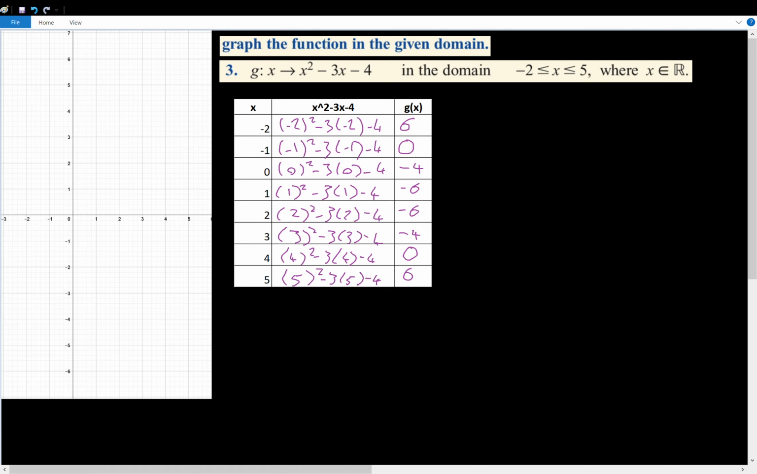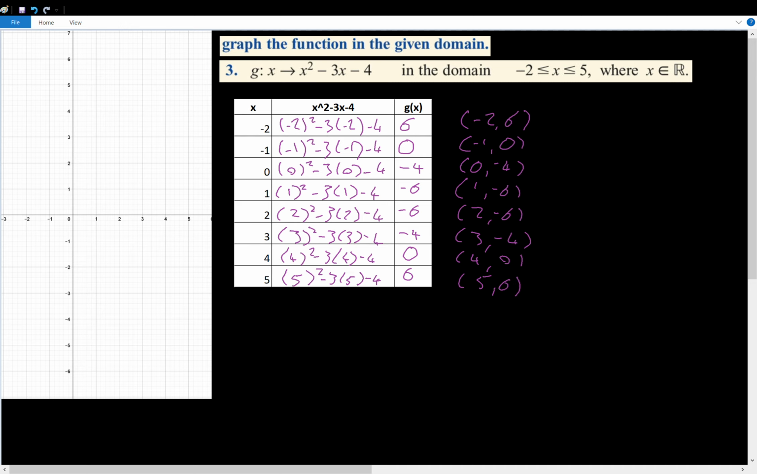So now we put our pairs together from this. We put the x together with the g of x to make a coordinate pair. So we're going to have minus 2, 6. We're going to have minus 1, 0. We're going to have 0, minus 4. We're going to have 1, minus 6. We have 2, minus 6. We have 3, minus 4. We're going to have 4, 0. And we're going to have 5, 6, like that.